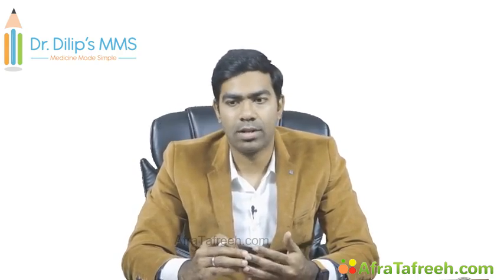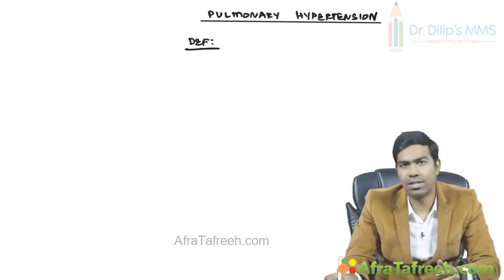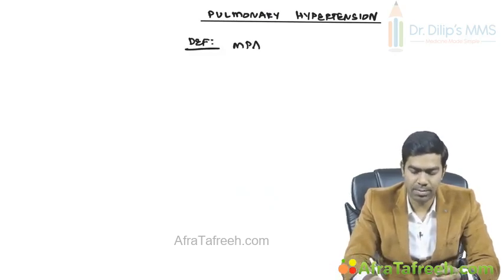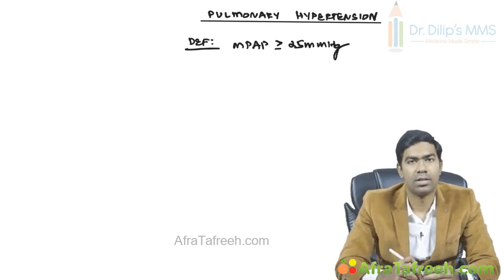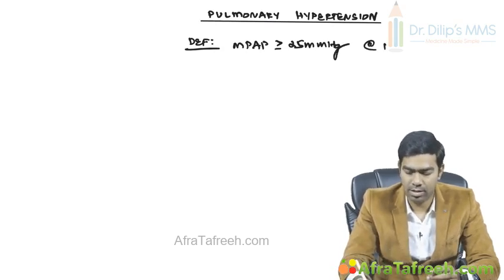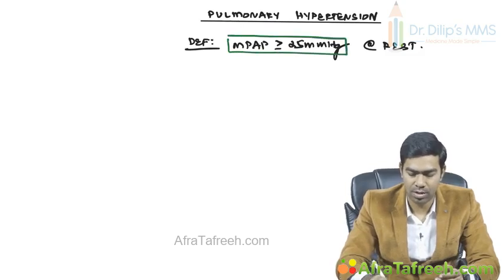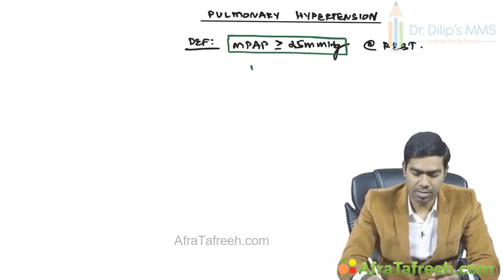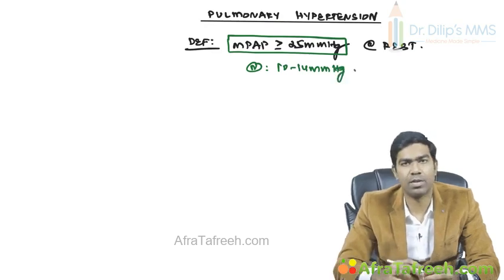First, what is the definition of pulmonary hypertension? Definition-wise, it's very clear. If the mean pulmonary artery pressure is more than or equal to 25 millimeters of mercury at rest, this is what we define as pulmonary hypertension. Those who have seen my basic videos will clearly know the normal mean pulmonary artery pressure is somewhere around 10 to 14 millimeters of mercury. If it exceeds 25 millimeters of mercury, we are going to call that pulmonary hypertension.